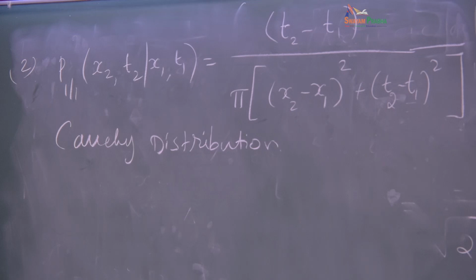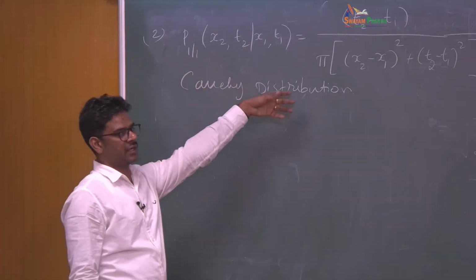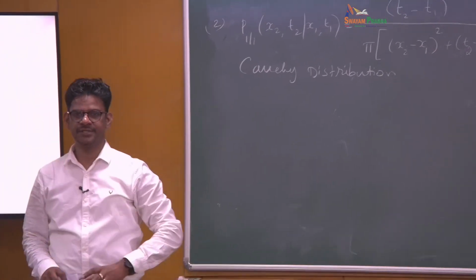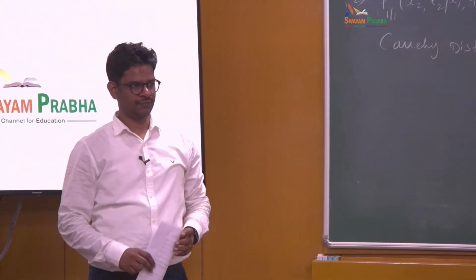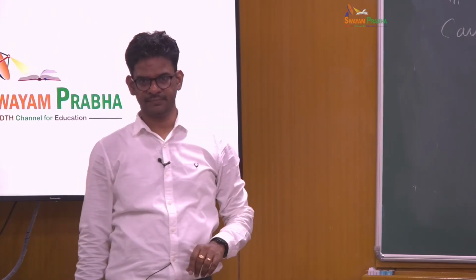It is like a bell-shaped curve, like Gaussian, but it has a very long tail, only decaying at the infinity range. So it turns out that the transition probability written in the form of a Cauchy distribution also satisfies the Chapman-Kolmogorov equations. Here again we are treating x as a continuous variable.